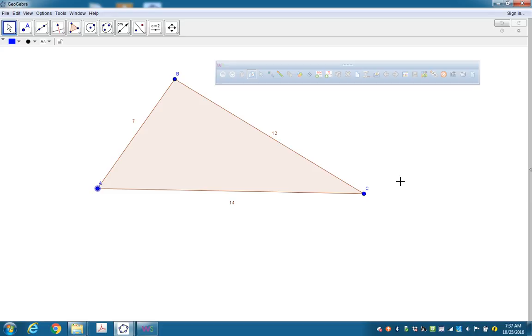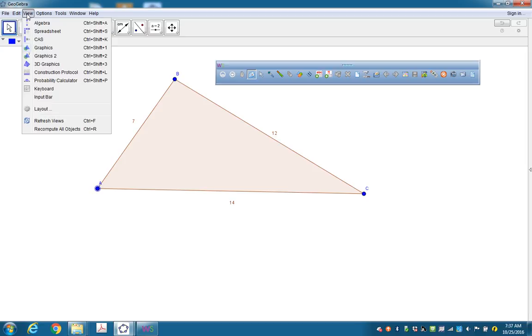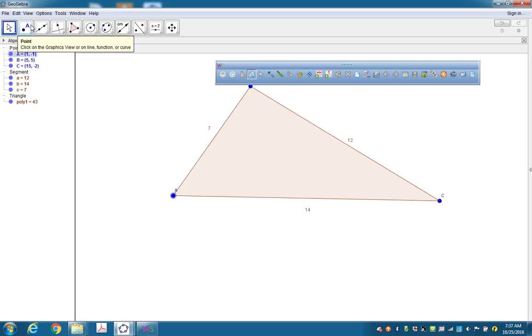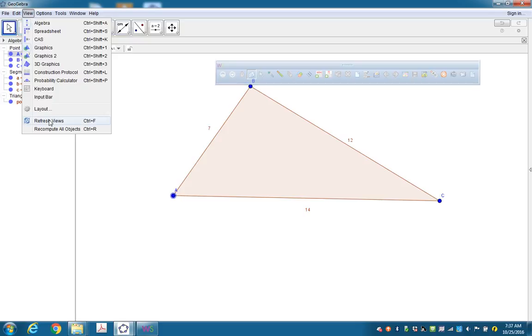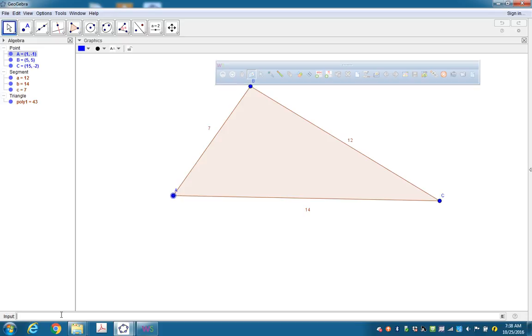All right. So now what I want you to try to do is add up the two sides that are these two sides. Okay. So add 7 plus 12. But the way you have to do that, if you remember, you go up here to, where do we go? View, algebra, and then there's an input bar down here. And down here, I just want you to click on, how can I do that? A, B, oh, you have to put parentheses, okay?